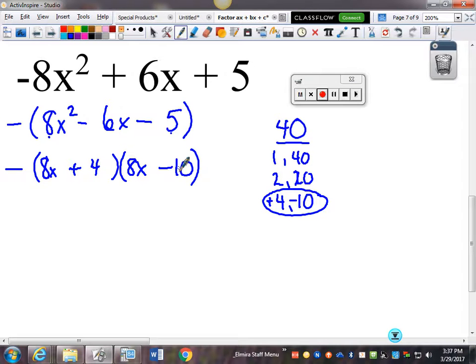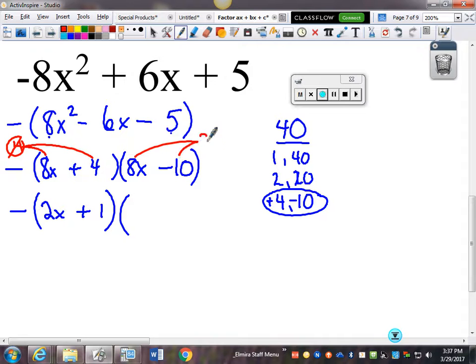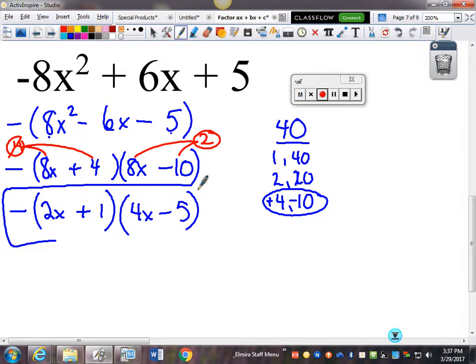And here again, I'm going to factor out of each one. Factor out wherever I can. So 8 and 4 both divide by 4. So I will take a 4 out. And I will get, carry the negative down, 2x plus 1. In my second binomial, these both divide by 2. So I get 4x minus 5. Okay, so this ends up being my final answer.